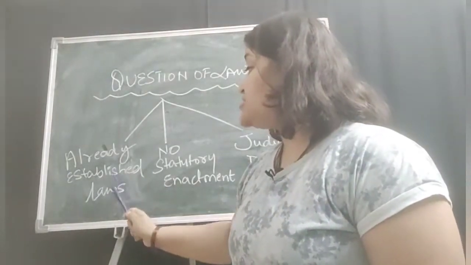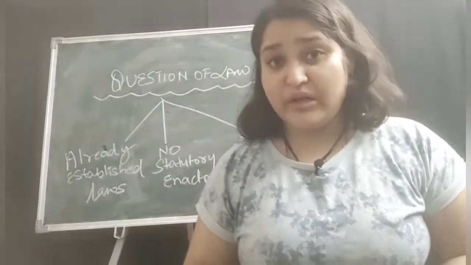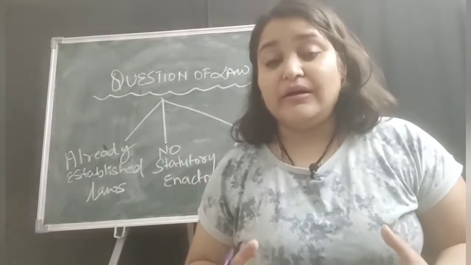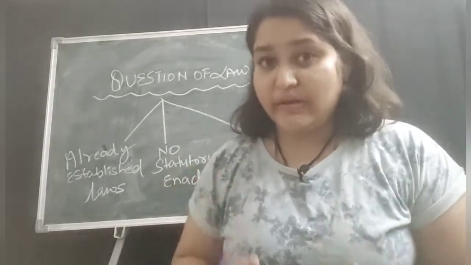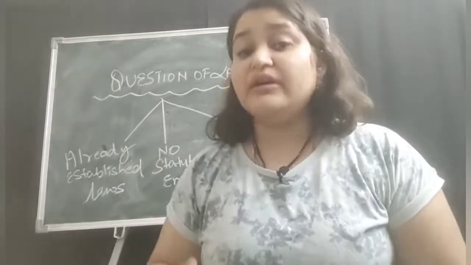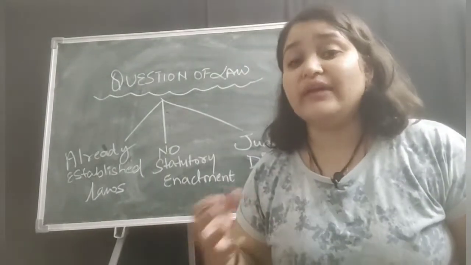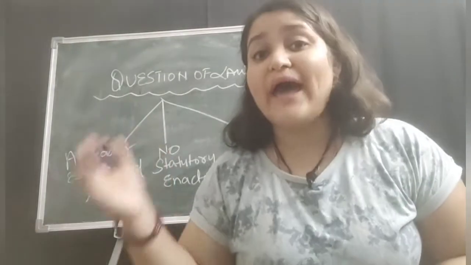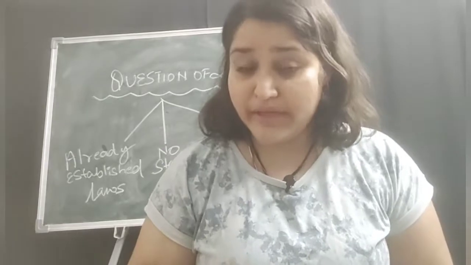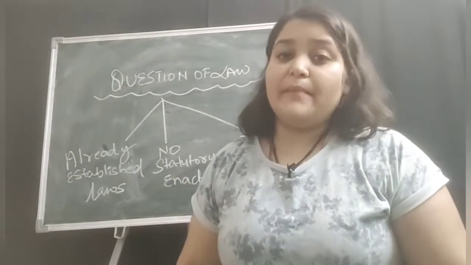Already established laws. When any matter comes in front of the court, the court decides the matter on the basis of the circumstances, and the court is supposed to think. The court has to apply its judicial mind. The court has to think as to which law has to be applied on that particular matter. This is the question of law. So let's take an example.